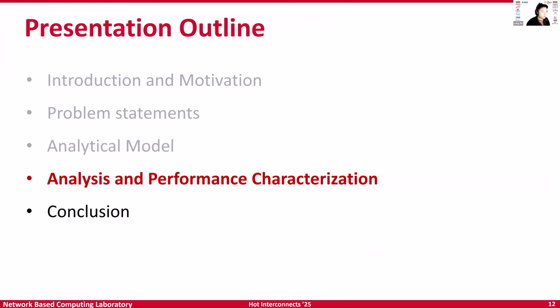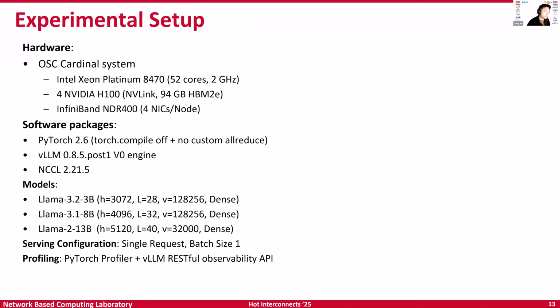Let's quickly go through the analysis and performance characterizations that we did. For the experimental setup, we conduct our studies on OSC Cardinal systems from 1 node to 2 nodes. It is a machine with a compute node configuration of 4 NVIDIA H100s per node connected with NVLink. For the internode connection, it is InfiniBand NDR at 400 gigabits per second, and there are 4 NICs per node, which is a pretty fancy setup.